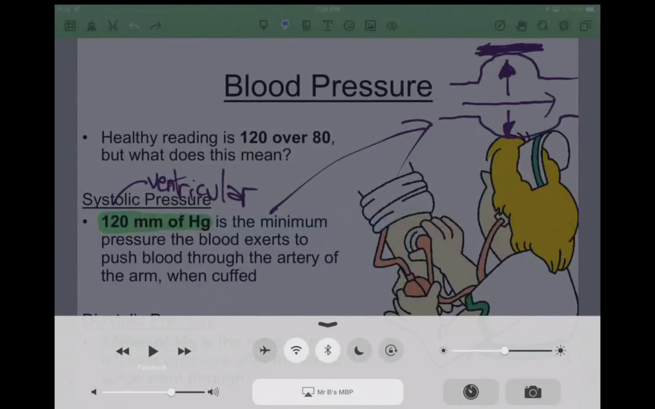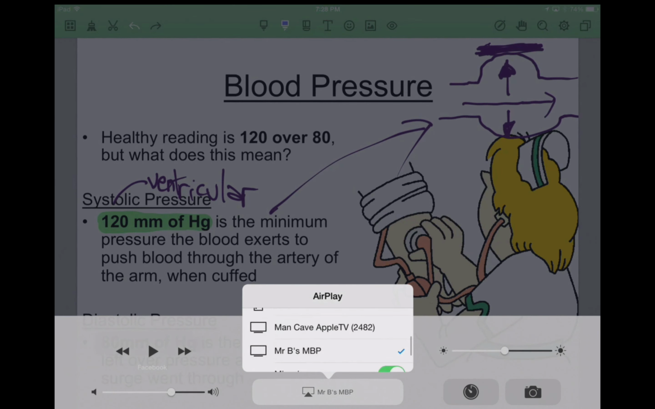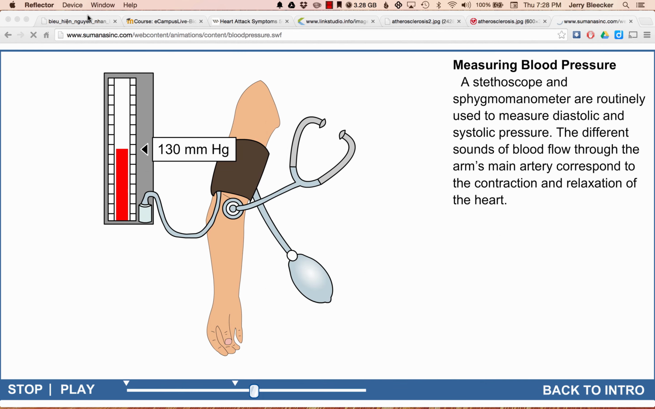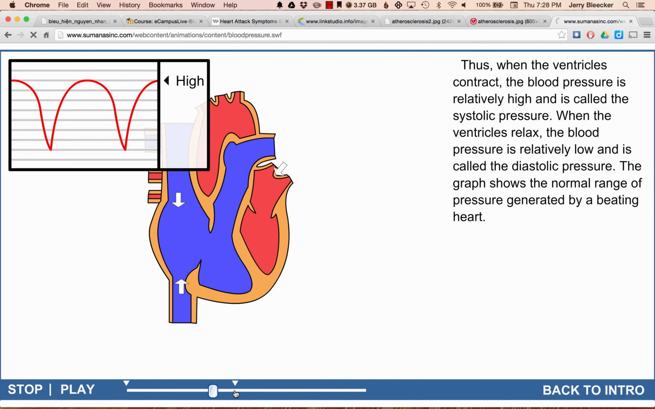Now, I'll show you that. I have to turn off mirroring. There we go. All right. A neat little animation here.